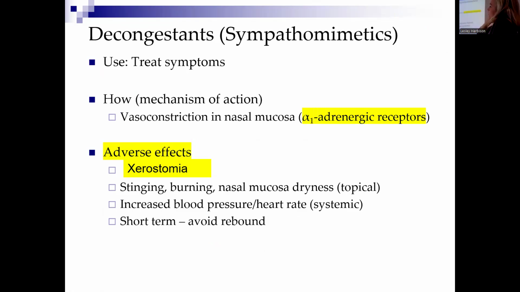So other adverse effects for the pseudoephedrine or ephedrine, Sudafed is the brand name, is that because it's drying things up, you can get some stinging, burning in the nasal mucosa and dryness there. The effects of the alpha receptor in other parts of the body can have a mild increase on blood pressure and heart rate.